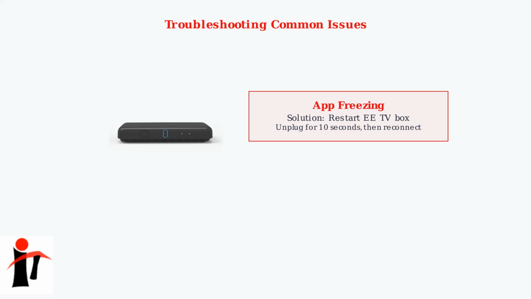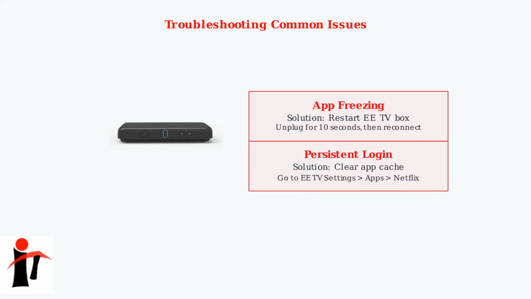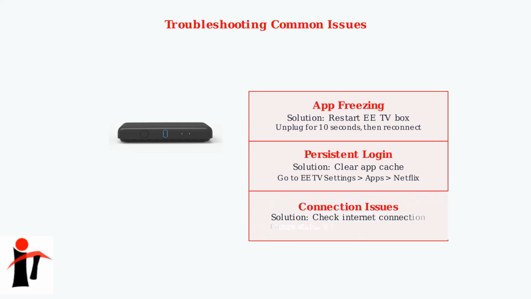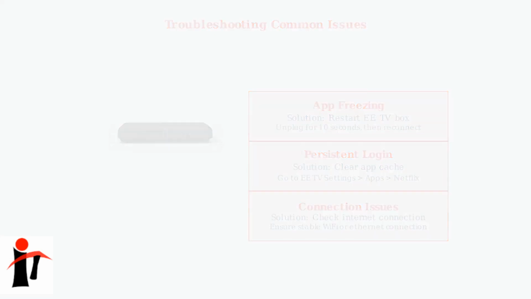For persistent login issues where Netflix won't sign out properly, clear the app cache through your EETV settings menu. Always ensure you have a stable internet connection during the logout process. Poor connectivity can prevent proper synchronization with Netflix servers.